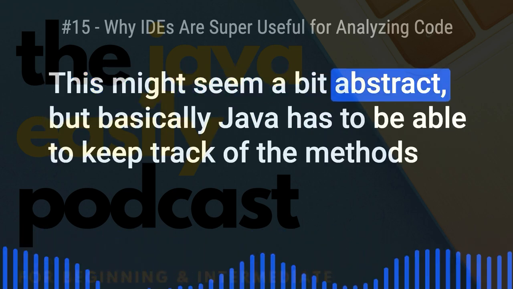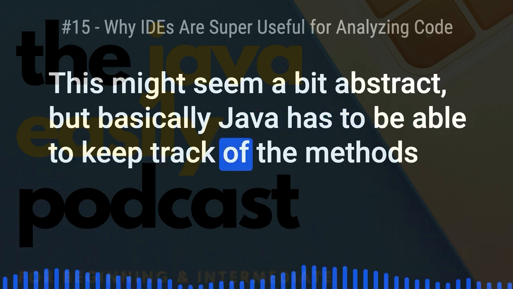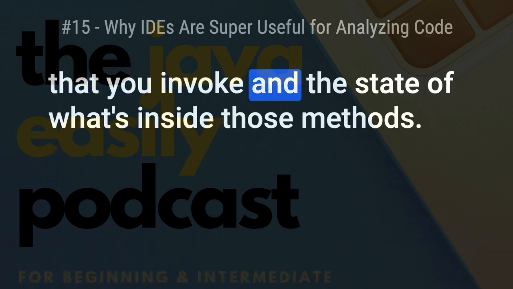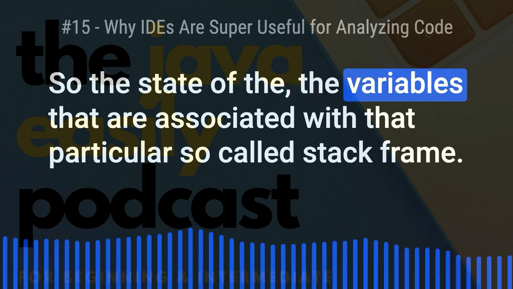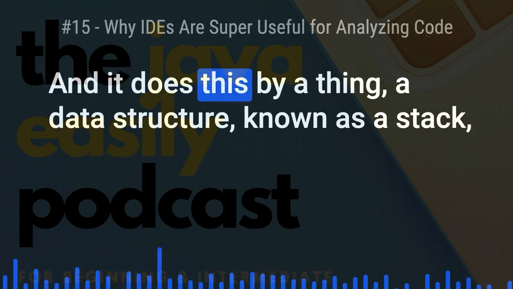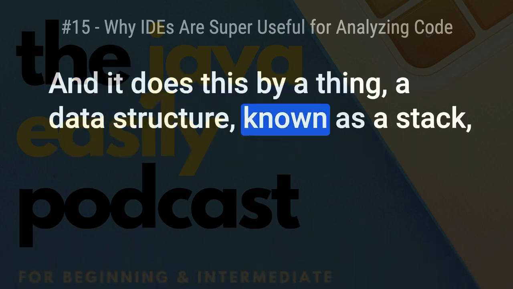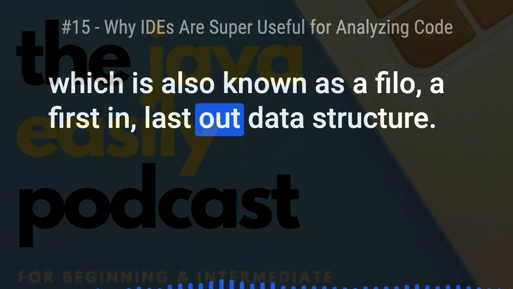This might seem a bit abstract, but basically Java has to be able to keep track of the methods that you invoke and the state of what's inside those methods. So the state of the variables that are associated with that particular so-called stack frame. And it does this by a data structure known as a stack, which is also known as a FILO, a first in, last out data structure.